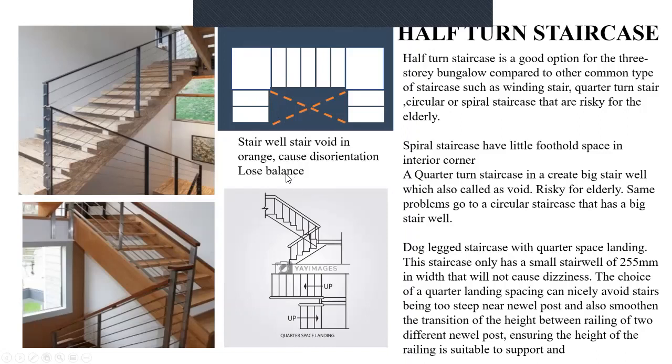So, a dogleg staircase with a quarter space landing will only create a small well that will not cause an effect, but solves the stairs from being too steep near the newel post and makes the transition of the railing smoother. As shown in this diagram is the staircase with a quarter space landing, and this doesn't have this, generally just a dog-legged staircase.